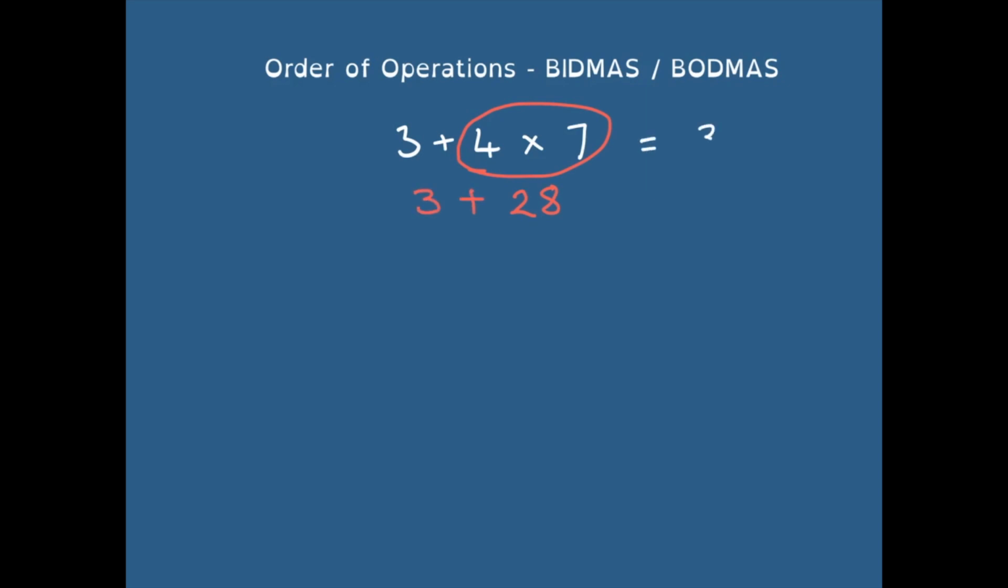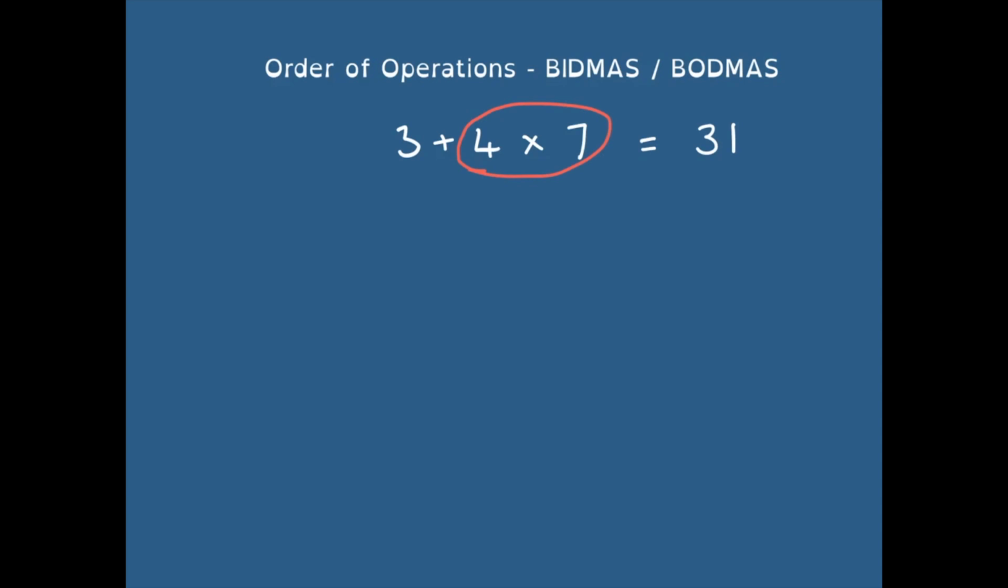correct answer. So why do we need this order of operations? Well, it's so that if you give the same question to two people anywhere in the world, so long as they know the order of operations, they should come up with the same answer. So let's see what this special order is.